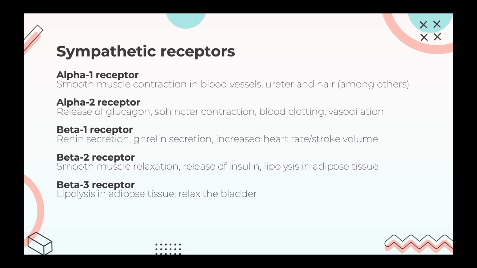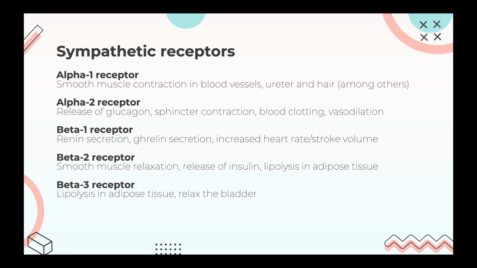Stimulation of the alpha-2 receptors causes release of glucagon, which is a hormone we'll discuss later. Sphincter contraction, both the anal sphincter as well as other gastrointestinal sphincters, and the sphincter that's associated with urination. It also increases the risk of blood clotting, and it causes vasodilation, which is when the muscle in the blood vessels actually doesn't contract, but relaxes. The beta-1 receptors cause a secretion of renin, which we'll discuss in the kidney physiology and cardiovascular physiology videos. Ghrelin, which we'll discuss with gastrointestinal physiology, and heart rate and stroke volume.